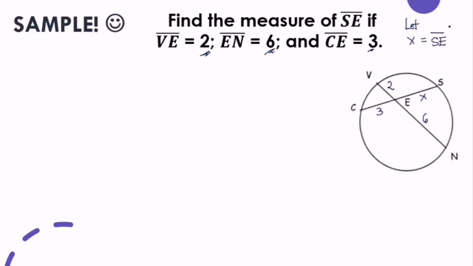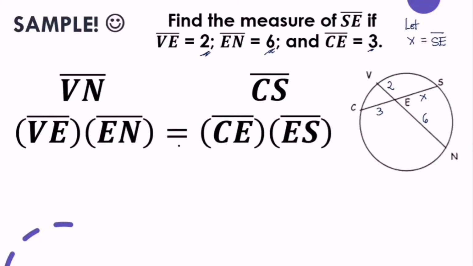So, let X be equal to segment SE. Okay? Lagi nating tatandaan, we will always start with the two chords. Okay? Then from those two chords, ano daw ang bumubuo doon sa bawat chord na yan? So dito, kay VN, binubuo siya ni VE at saka ni EN. So yun daw, kukunin natin yung product. So we're going to multiply. And then sa kay CS, binubuo siya ng CE at saka ng ES. Okay? So, always remember na dapat nasa iisang chord lang ang ating minumultiply.